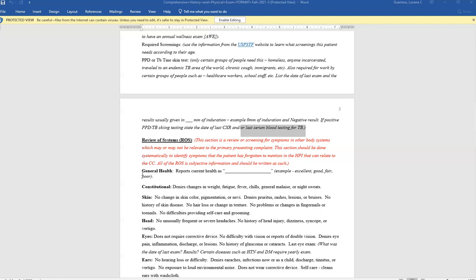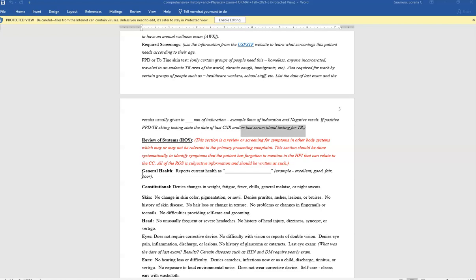So the review of systems is a section that reviews screenings for symptoms in other body systems which can or cannot be relevant to the reason why the patient is being seen. This section, or being admitted, this section should be done systematically from head to toe. All body systems are covered to identify symptoms that the patient may have forgotten or doesn't even realize that relate to the presenting symptom. And then, just keep in mind that all of the review of systems is subjective information and should be written as such.